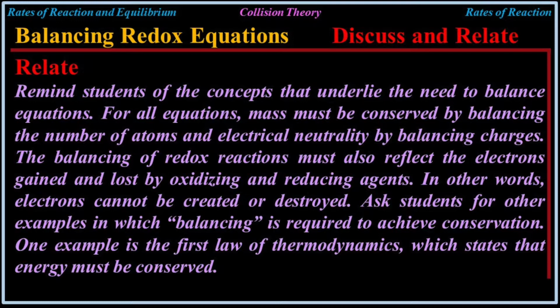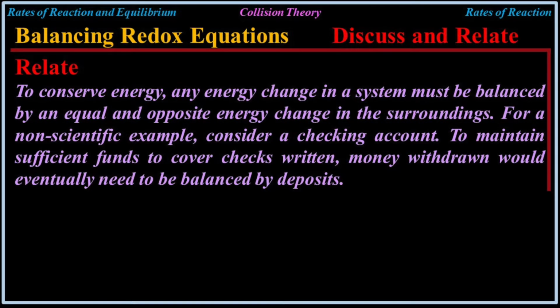Ask students for other examples in which balancing is required to achieve conservation. One example is the first law of thermodynamics, which states that energy must be conserved. To conserve energy, any energy change in a system must be balanced by an equal and opposite energy change in the surroundings. For a non-scientific example, consider a checking account. To maintain sufficient funds to cover checks written, money withdrawn would eventually need to be balanced by deposits.